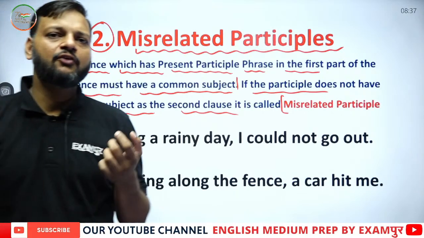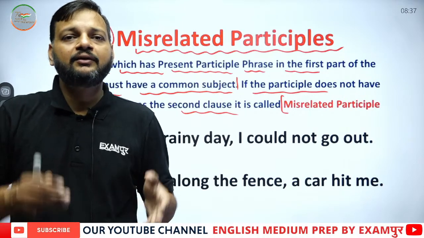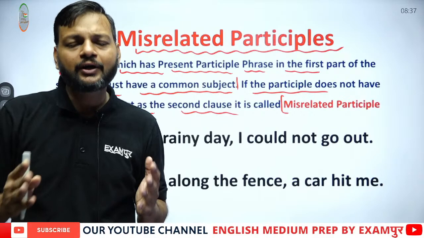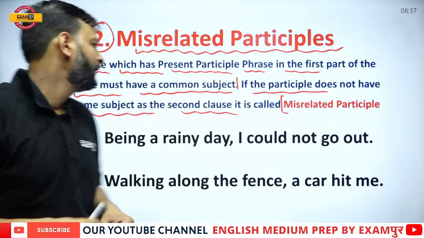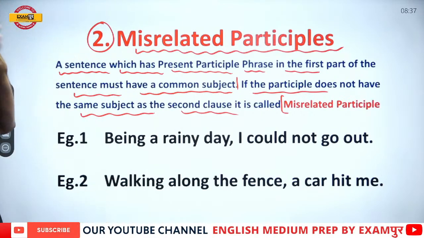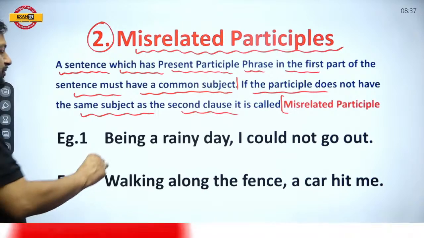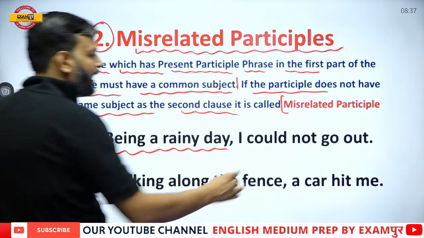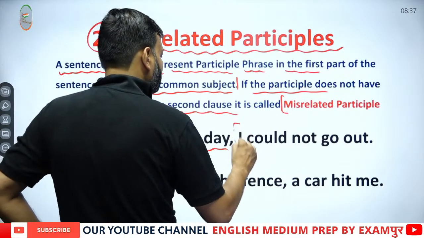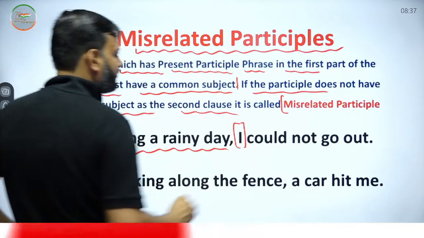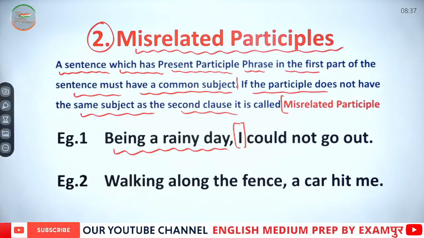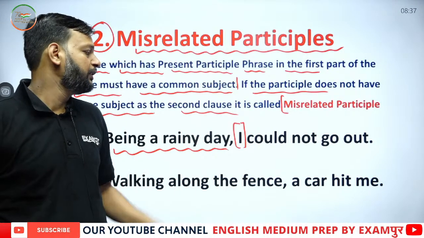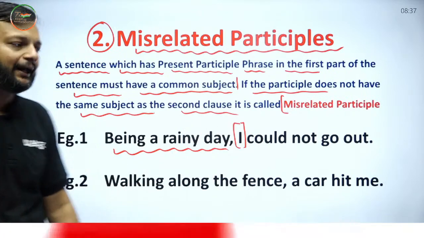The misrelation of participle means that the participle phrase and the main clause do not have a common subject. As we can see in the example, "Being a rainy day, I could not go out." In the second sentence we have I as the subject. This is the participle phrase and this is the main clause. So in the main clause we have the subject I.